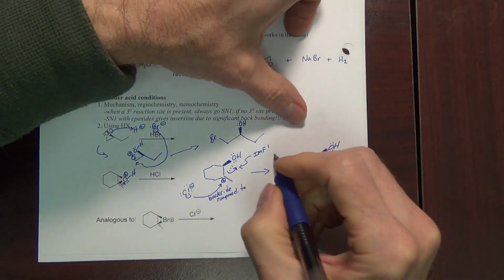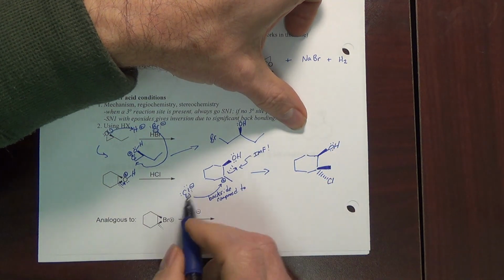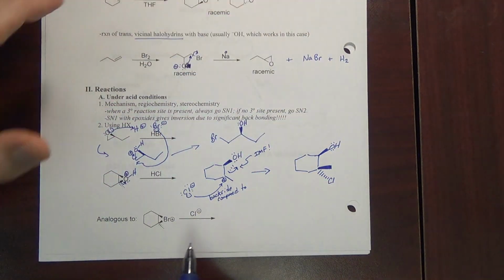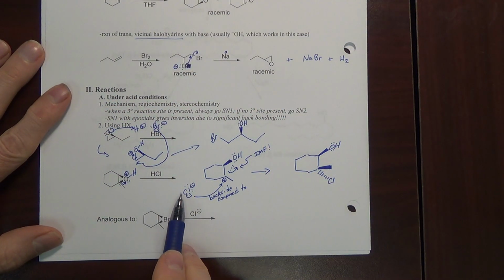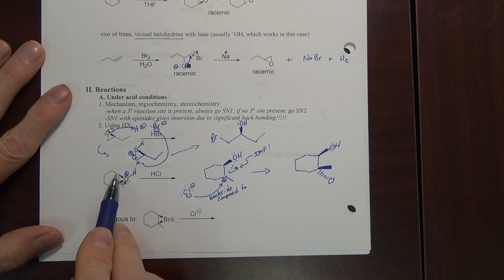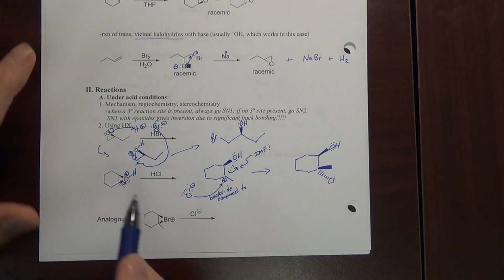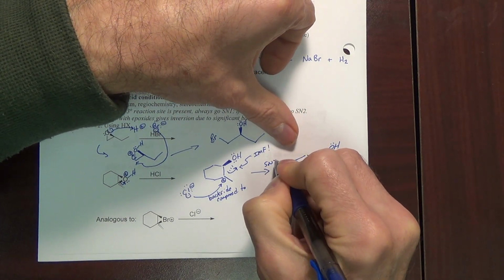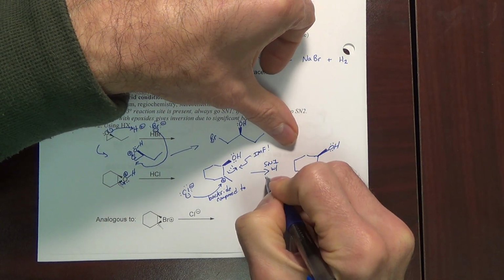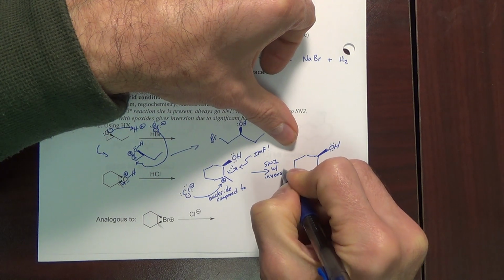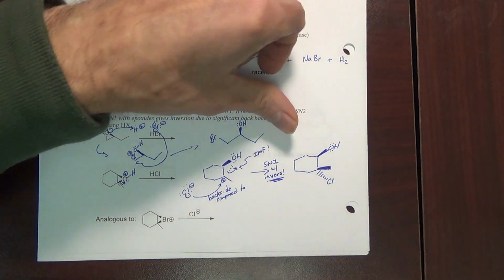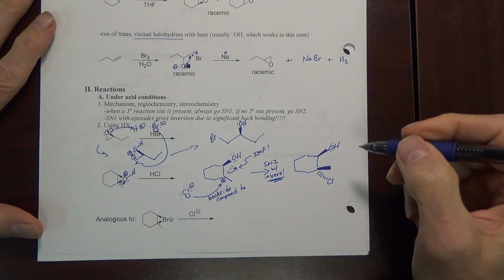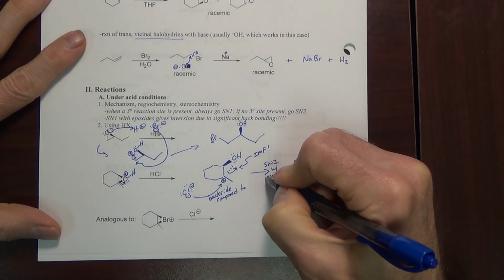So, it looks like we have inversion. But it wasn't SN2, because if it was SN2, the chloride should have attacked the top carbon and kicked the leaving group off. It's sort of a blended mechanism. It's SN1, but with inversion. Kind of crazy. It's something unique that happens with epoxides. We know it does.